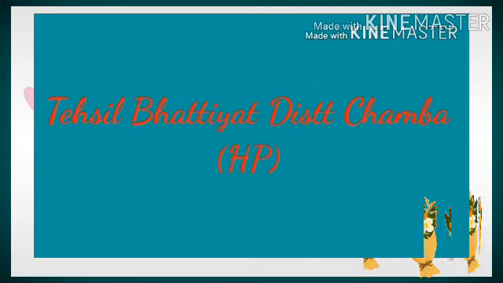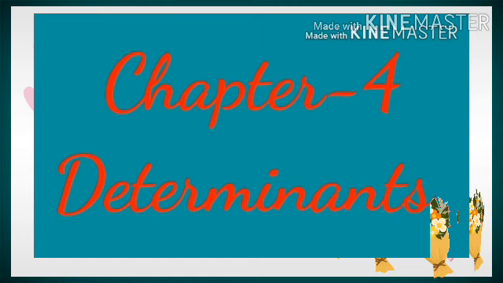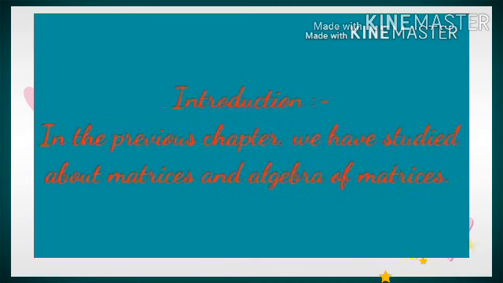Dear students, in 10 plus 2 mathematics today, chapter 4, the name of the chapter is determinants. In this chapter, we will discuss the concept and definition of determinants. After that, we will find the determinants of matrices of order 1, 2 and 3 respectively.